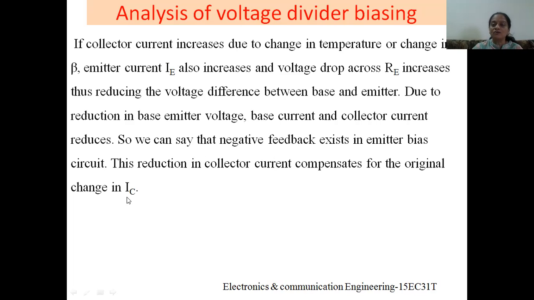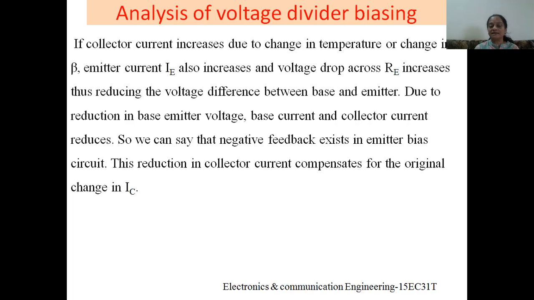Why we are using voltage divider biasing is in order to give proper stability to the amplifier circuit. Proper stability means if IC changes because of a change in temperature or a change in beta, the operating point should not change. This will not happen if we use the voltage divider method of biasing, where we use two resistors connected across the supply voltage.